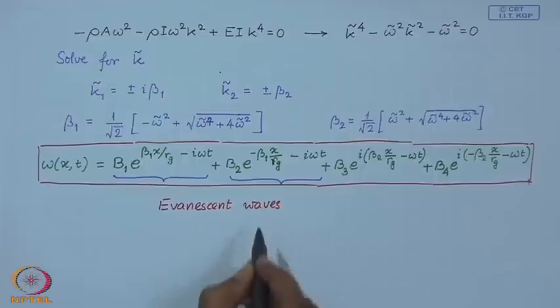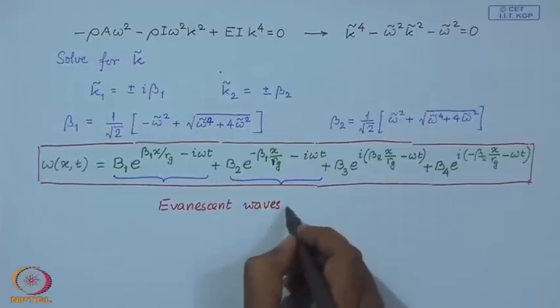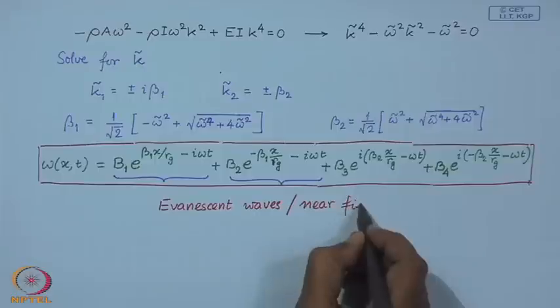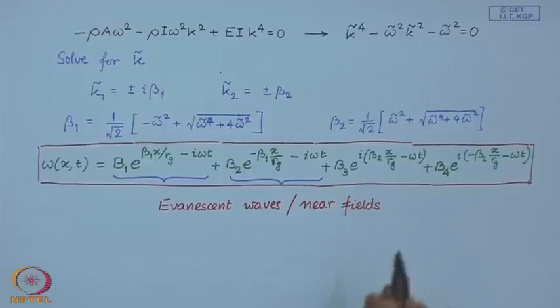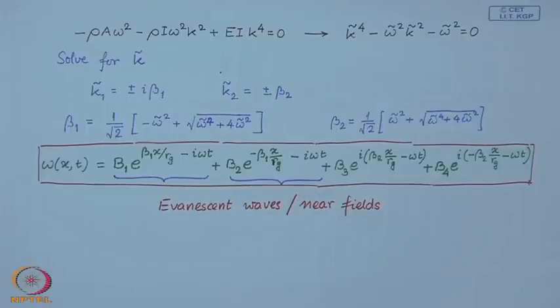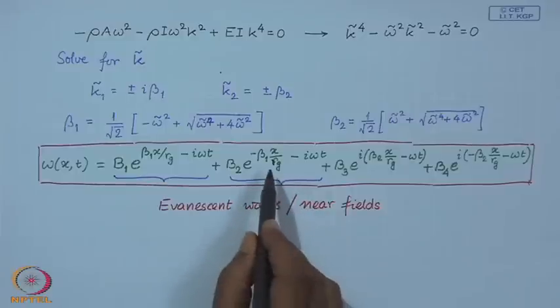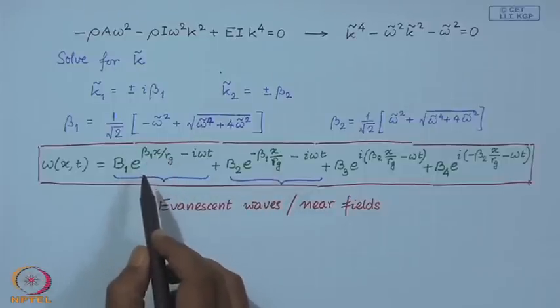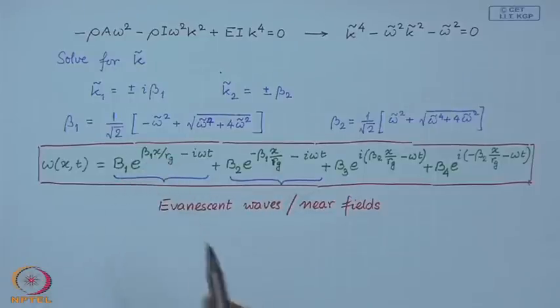Though they are called evanescent waves, they are really not travelling waves; they are also called near fields. They exist near a boundary or a mass point or an interaction point. They can exist only close to a boundary, and their amplitudes will fall off. This will fall off in the positive x direction, and this falls off in the negative x direction.